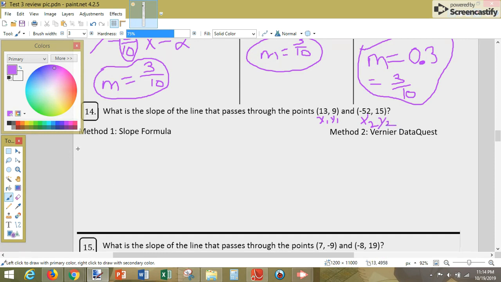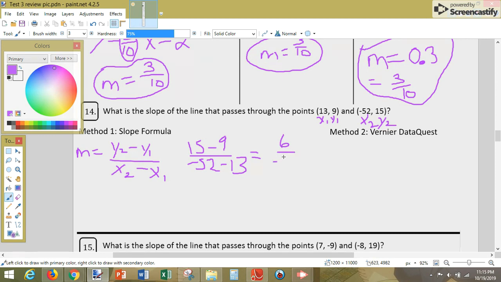The first one is the slope formula. On your formula chart, you have the formula m equals y2 minus y1 all over x2 minus x1. We plug that in. You have 15 minus 9 all over -52 minus 13. If you simplify that, you get 6 over negative 65. This fraction can't be reduced anymore, so that's your answer.